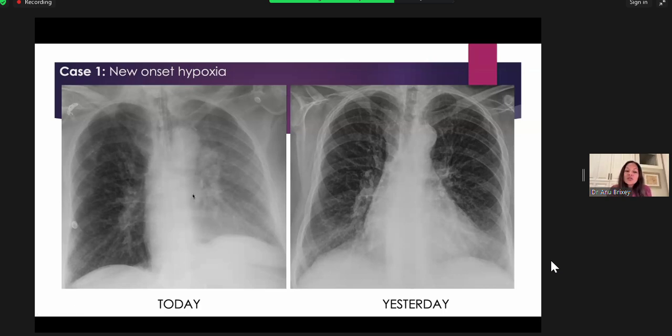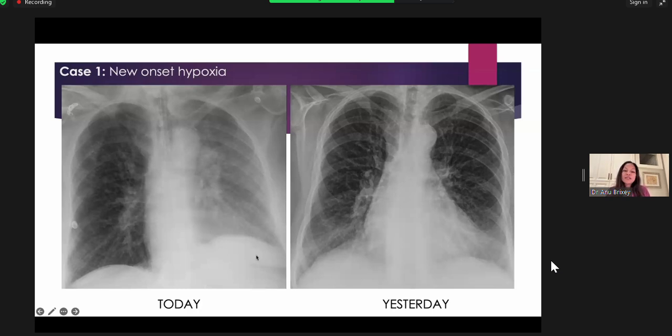But the other thing you can look at is the rib spaces. So when I look at these rib spaces, look at the distance between the ribs that you see here, right? Now compare it to this side. See how close these ribs are? That really emphasizes the fact that I have a volume loss process that's going on.